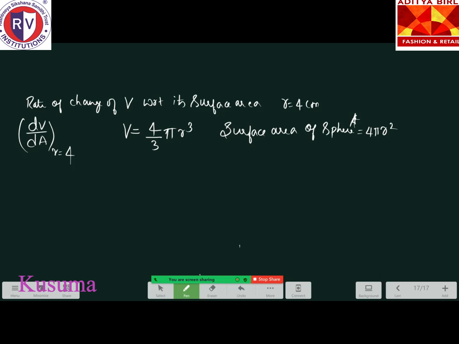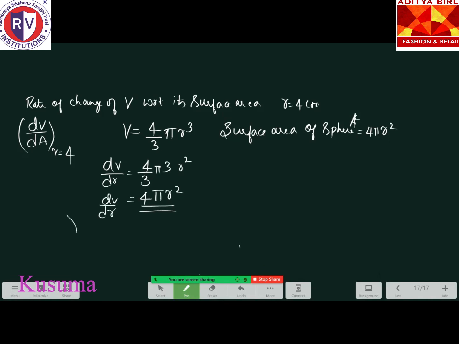The surface area of a sphere is 4 pi r square and both are functions of radius. So what we can find first is dV by dr. That is 4 by 3 pi into 3r square, sorry, 3 r square. So 3 and 3 cancel out to give us 4 pi r square. So this is our dV by dr.